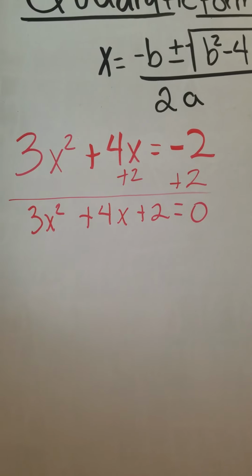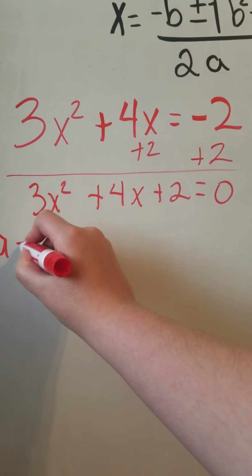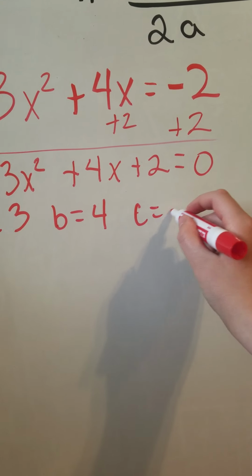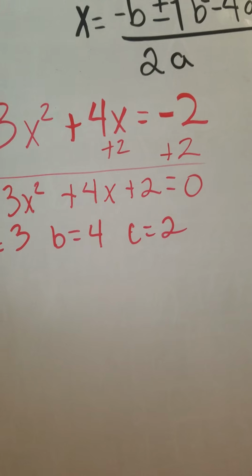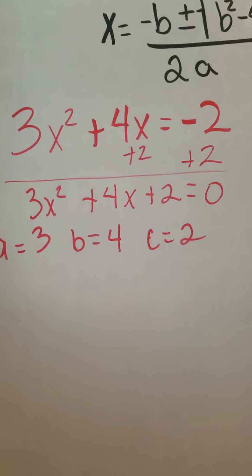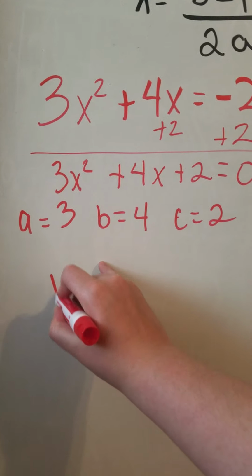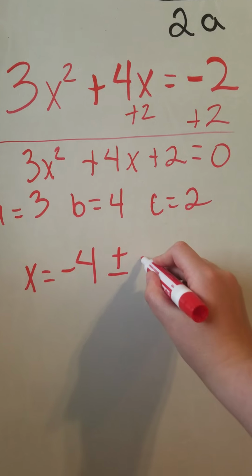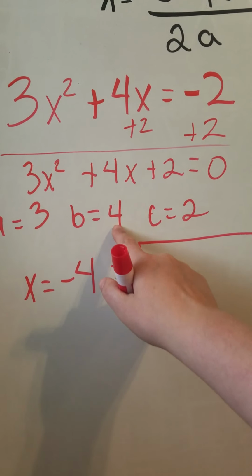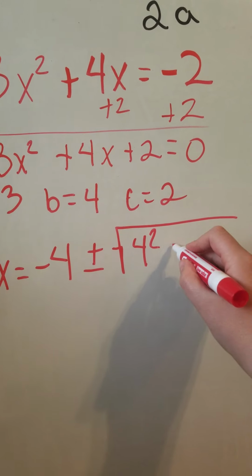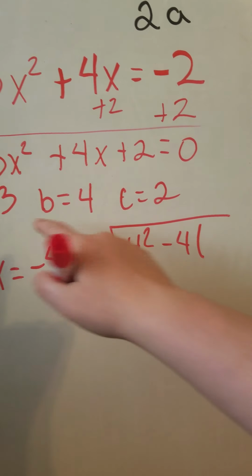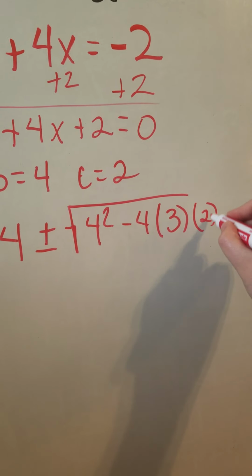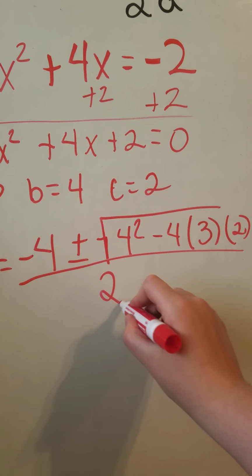I can go ahead now and identify my A, B, and C. A equals 3, B equals 4, C equals 2. Now let's go ahead and put all of this into our quadratic formula. X equals negative B plus minus the square root of B squared minus 4AC, all over 2A.